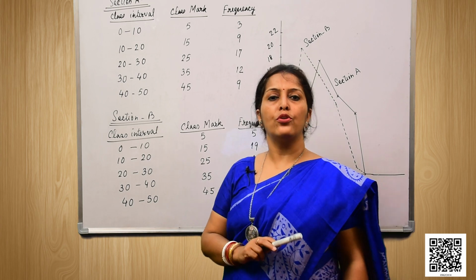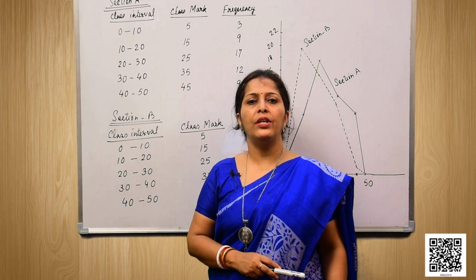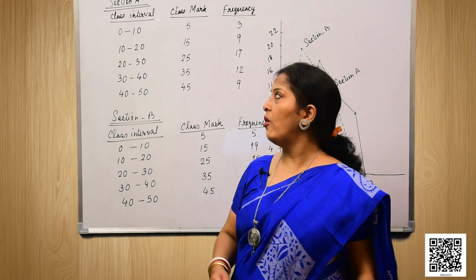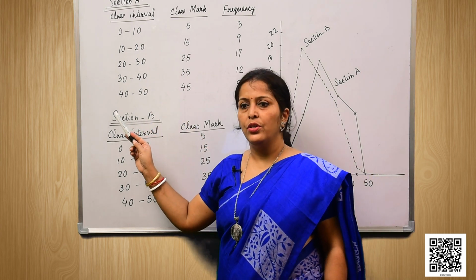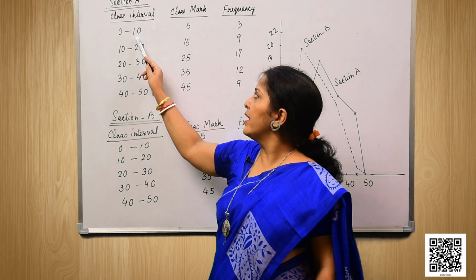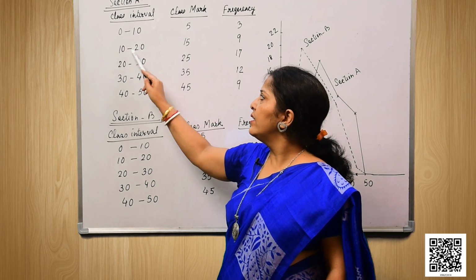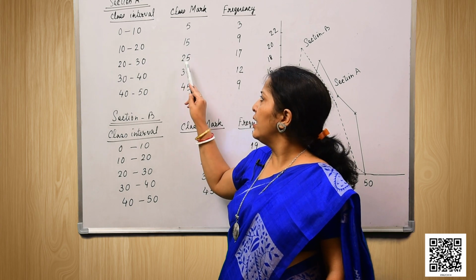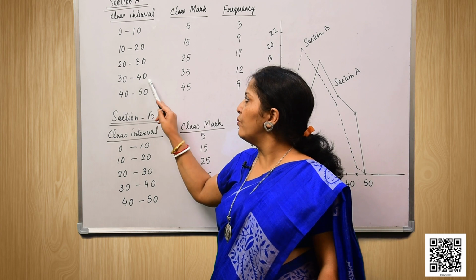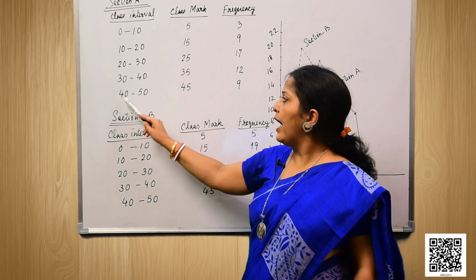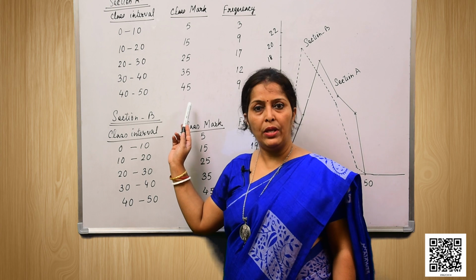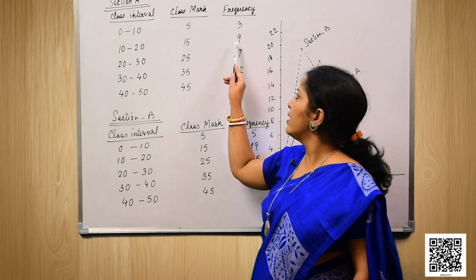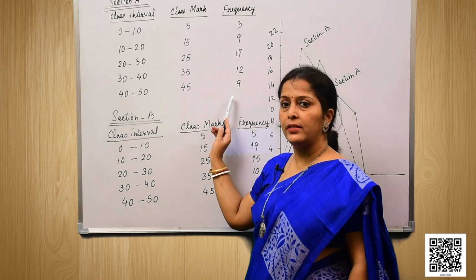50. Now, to draw the frequency polygon, we need to find out the class mark, which is the middle value of each class interval. So, the first one 0 to 10, the class mark will be 5, 10 to 20, class mark will be 15, 20 to 30, it will be 25, for 30 to 40, it will be 35 and for 40 to 50, it will be 45. And the frequencies are given as 3, 9, 17, 12 and 9.